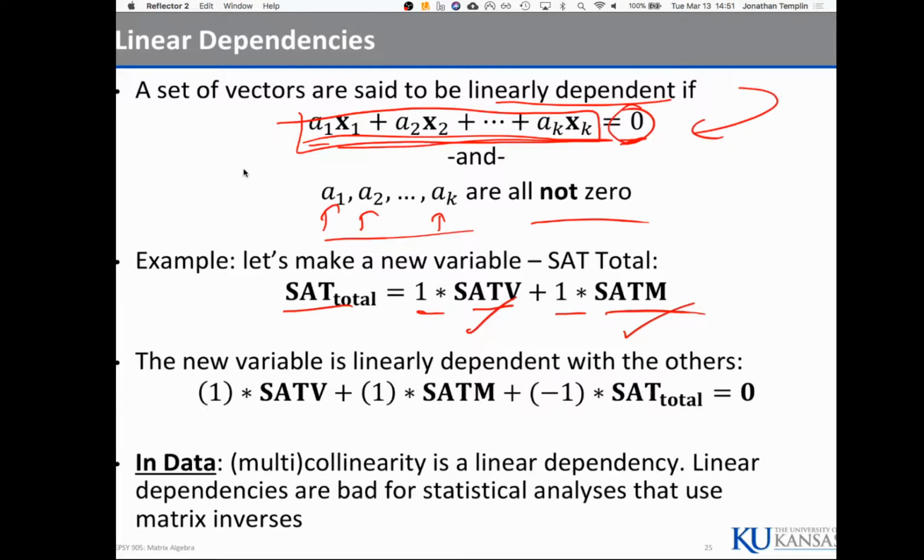Because if we put all these in the same data set, 1 times SAT verbal plus 1 times SAT math plus -1 times SAT total gives us a 0. These vectors are called linearly dependent. It means there's redundant information in that set of 3 vectors. And that causes the linear dependency that is the source of multicollinearity in analysis.